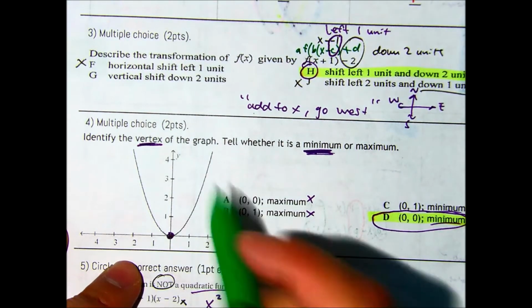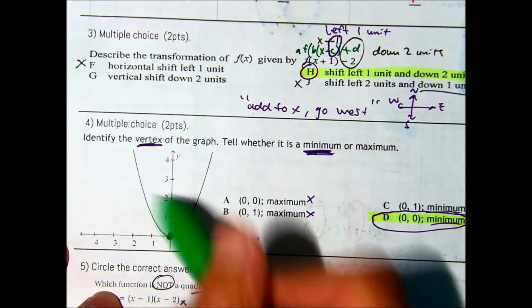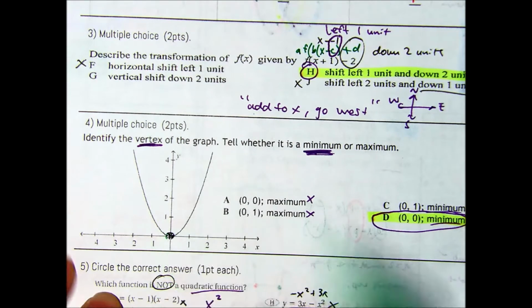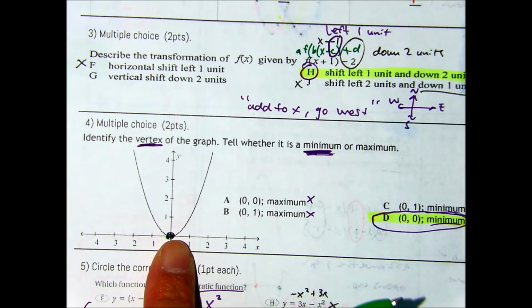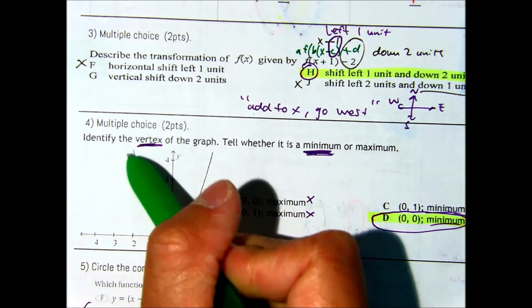Question number 4. Identify the vertex of the graph. Tell whether it's a minimum or maximum. On my graph here, there is the vertex. Here it is the lowest point. Basically, a fancier definition is it changes from decreasing to increasing.